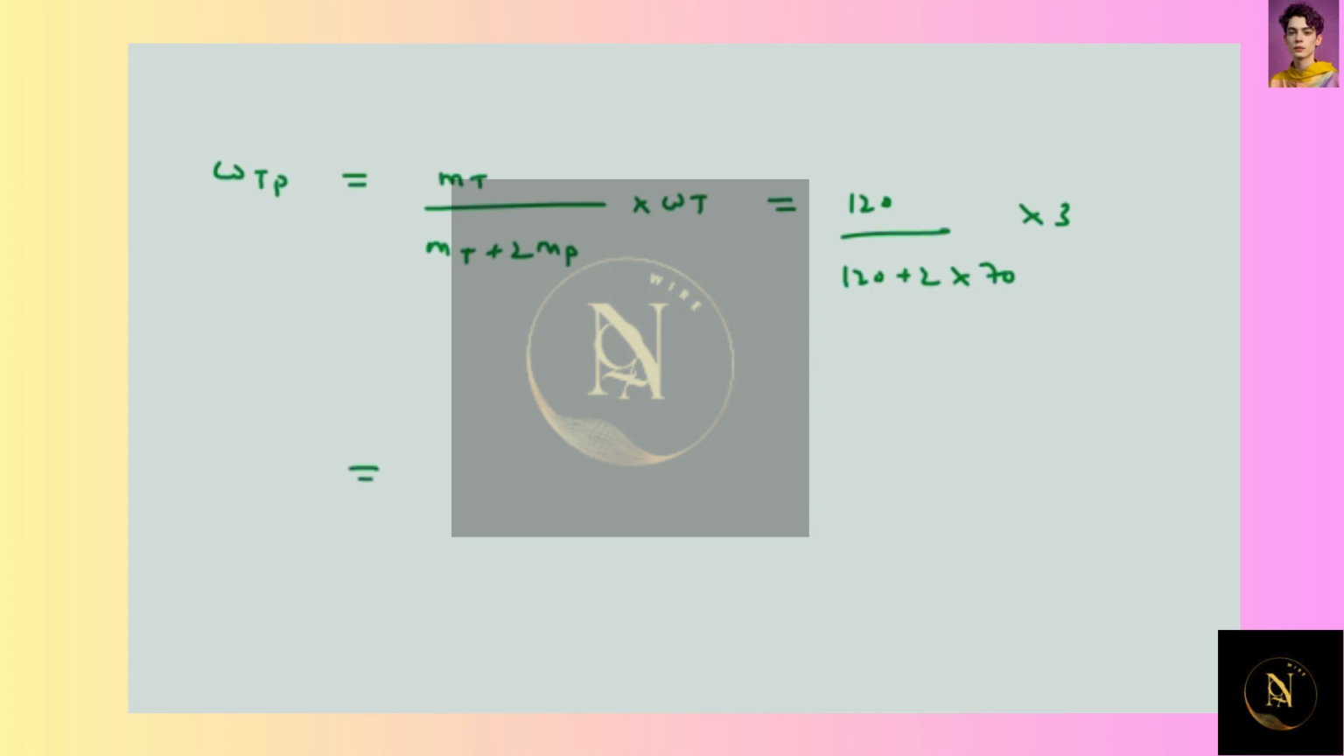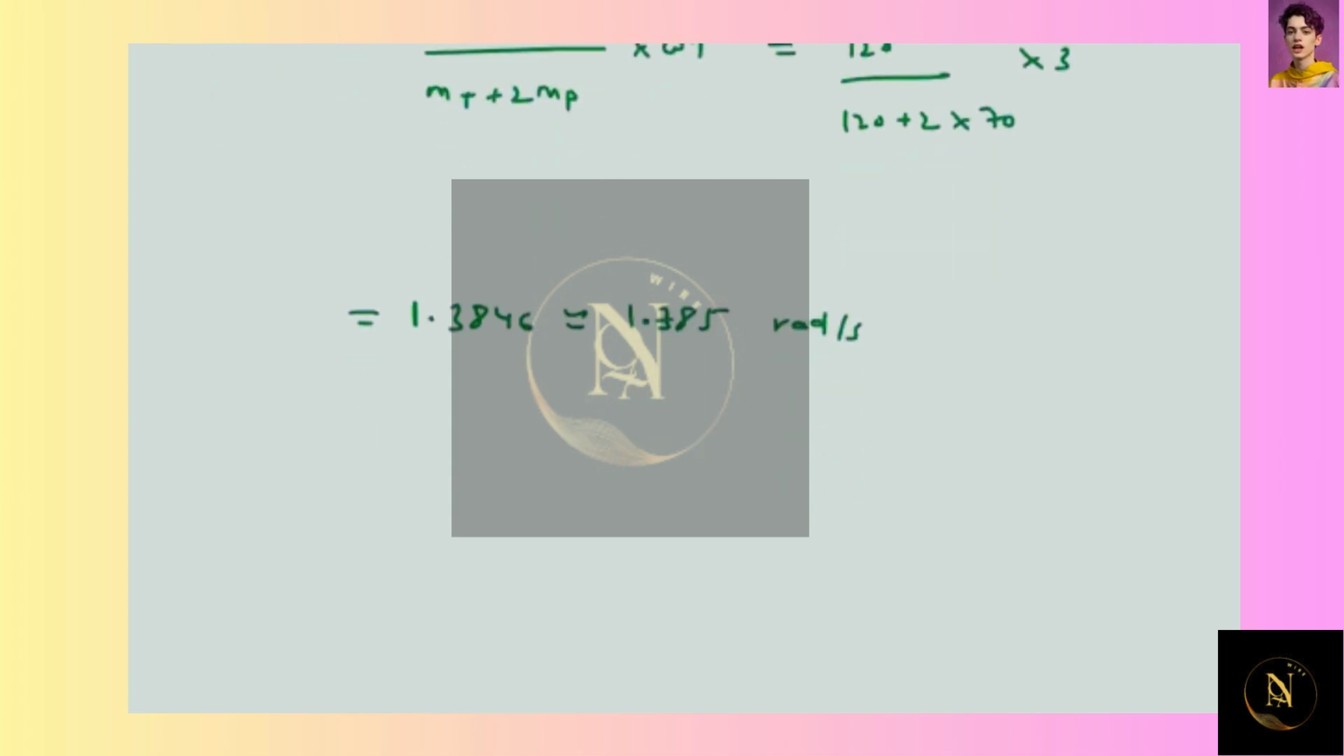So you will get the value as, sorry, it is equal to 1.3846, approximately 1.385 radian per second. Now I will solve part B of this problem.